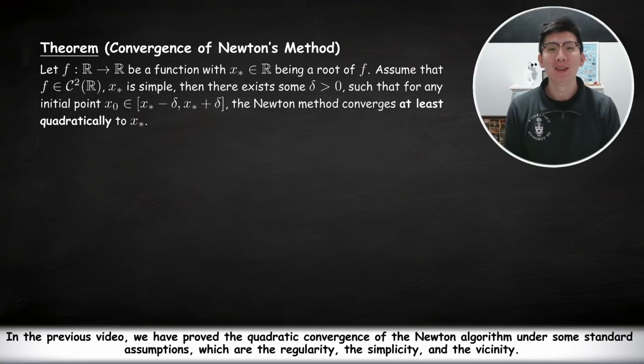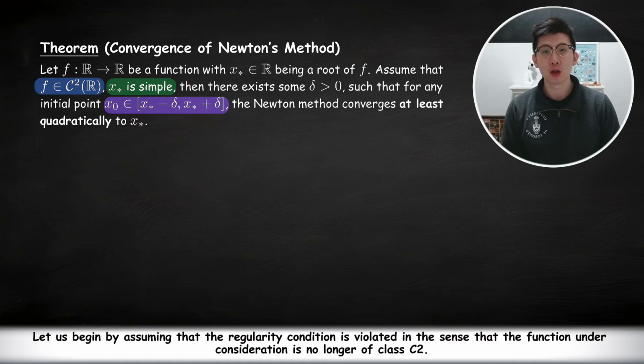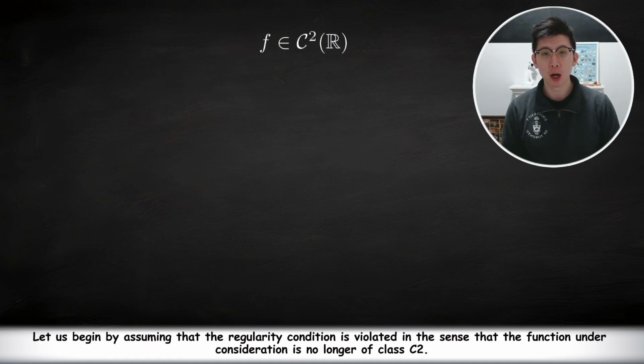Hi everyone! In the previous video, we have proved the quadratic convergence of the Newton algorithm under some standard assumptions, which are the regularity, the simplicity, and the vicinity. Starting from this section, we will take a closer look at the performance of the Newton iteration when each of these conditions fails. Let us begin by assuming that the regularity condition is violated, in the sense that the function under consideration is no longer of class C2.